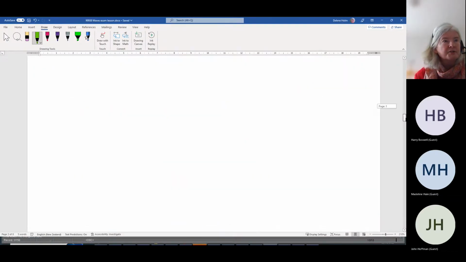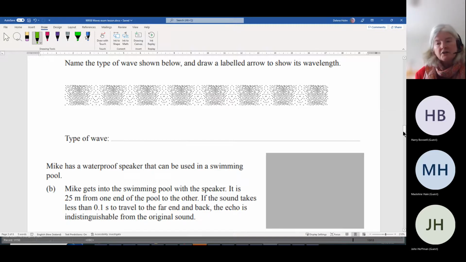Apologies for my really terrible squiggles. Let's now look at this. Hopefully you know what that sort of wave is. Whenever you get dotted things where there's lots of dots close together and then dots far apart, is this a transverse wave or a longitudinal wave? Not sure? Okay, it won't be transverse.